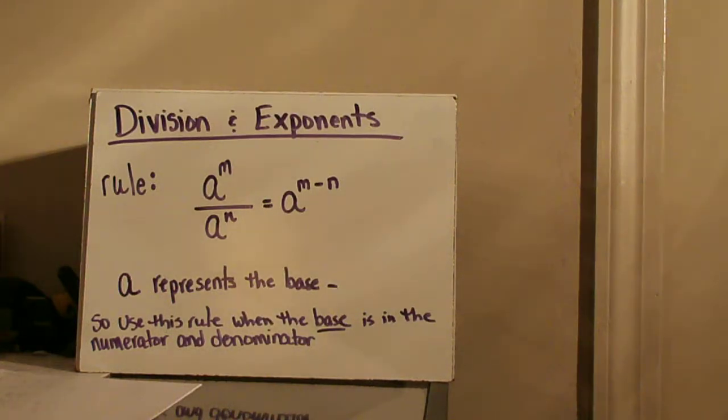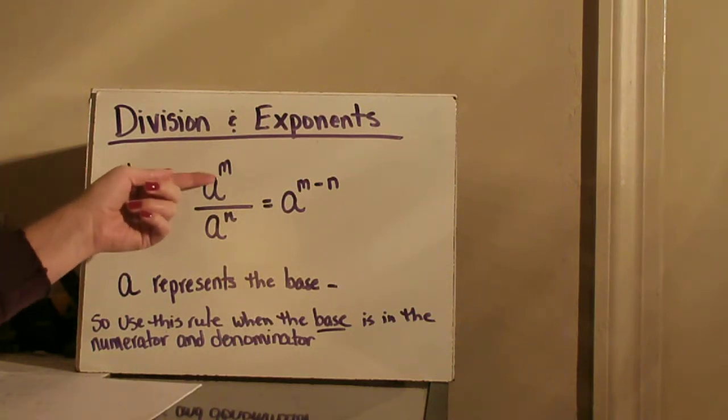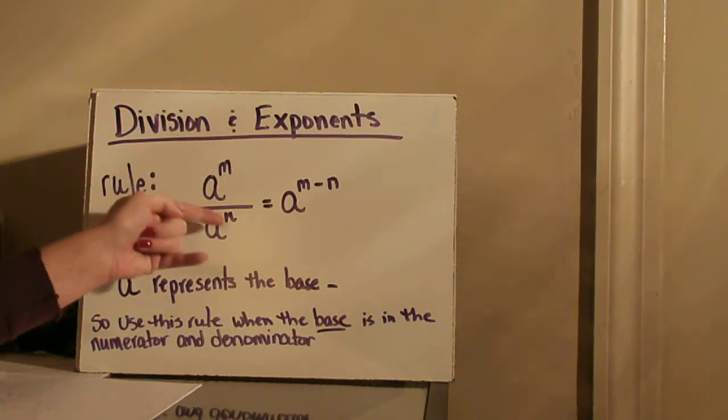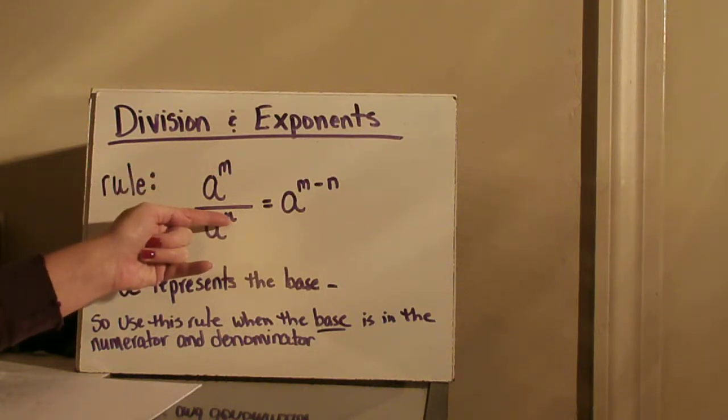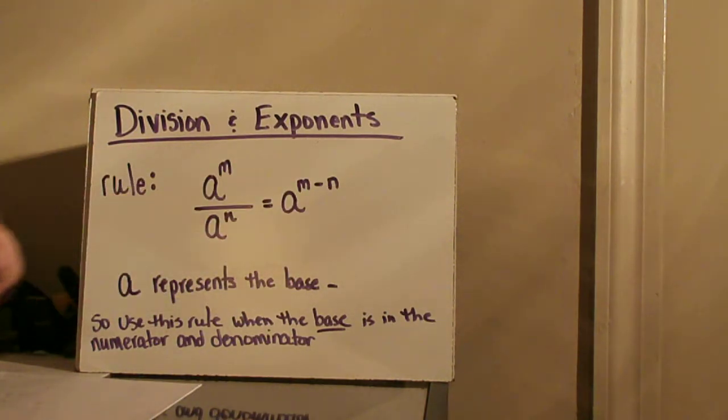This video is going to review another rule when it comes to working with exponents, in this case division with exponents. So if we look at our general rule, when we have a base A raised to an exponent divided by the base A raised to a different exponent, then we would write this as A to the m minus n. Okay? So that A represents your base.